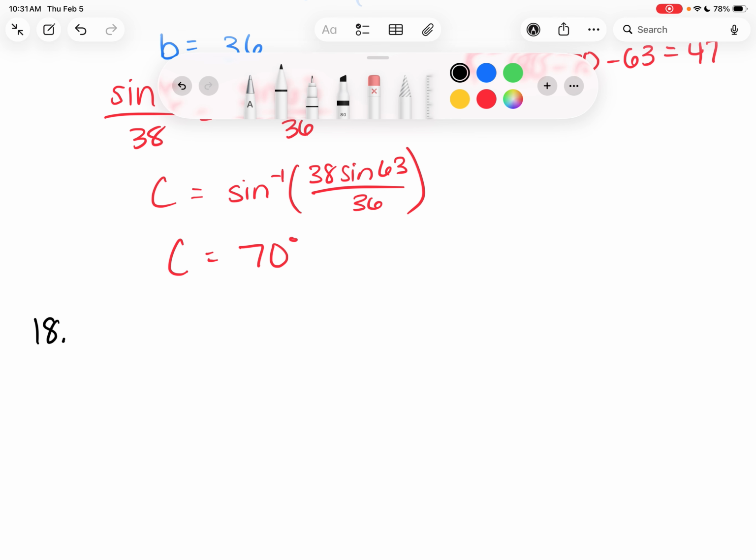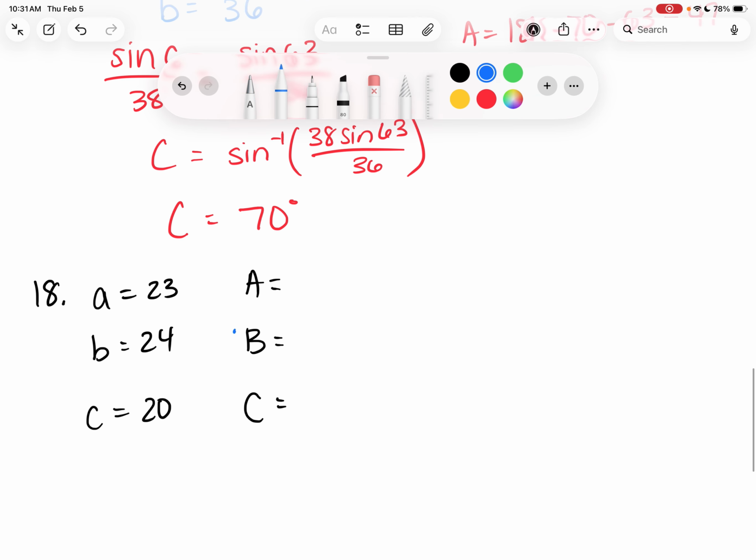Well, we also have the area problems, but they're quick and easy again. So, all right, side A is 23, side B is 24, and side C is 20. So we're solving for the angles. B equals 24. So which one do we have to solve for? The biggest one. So B is where we're going to start.